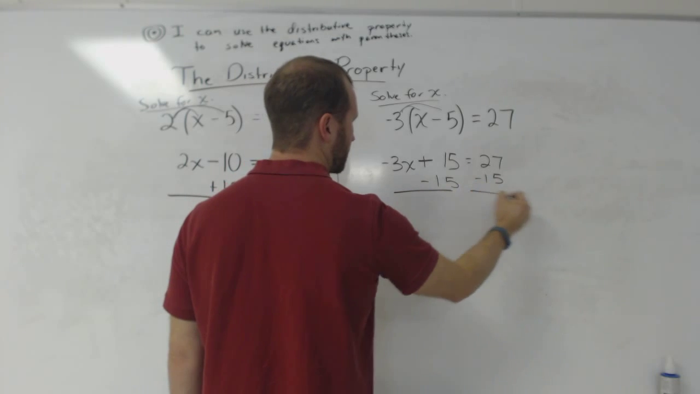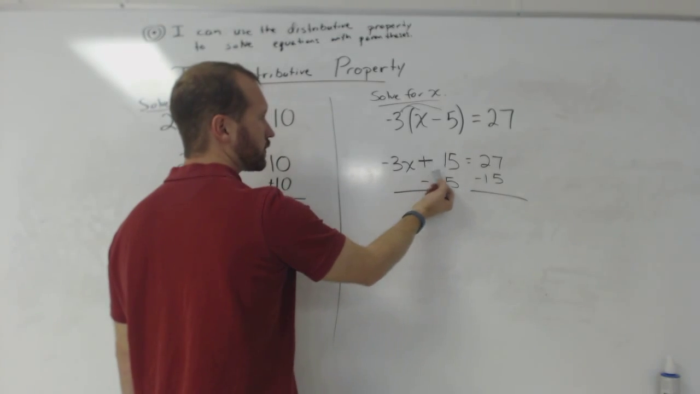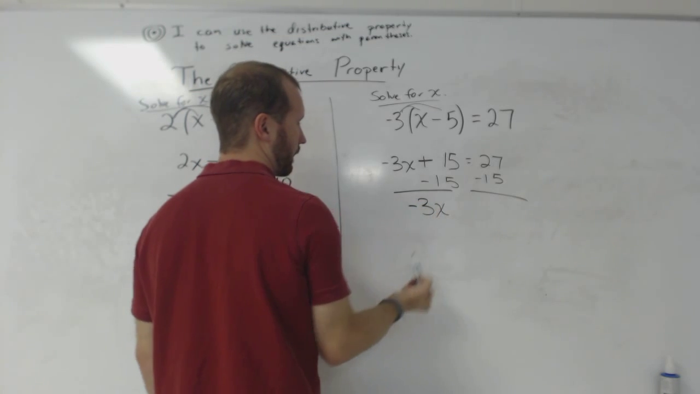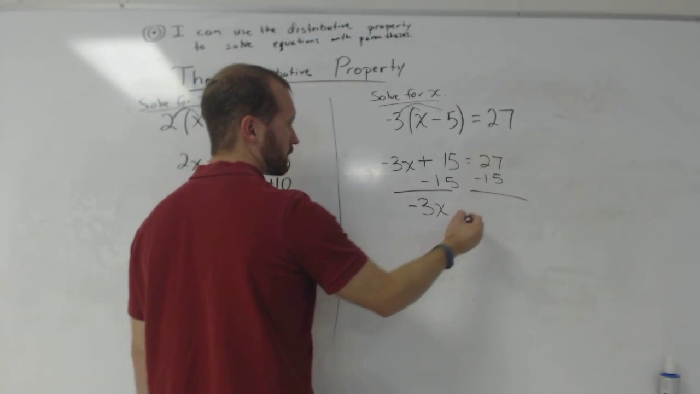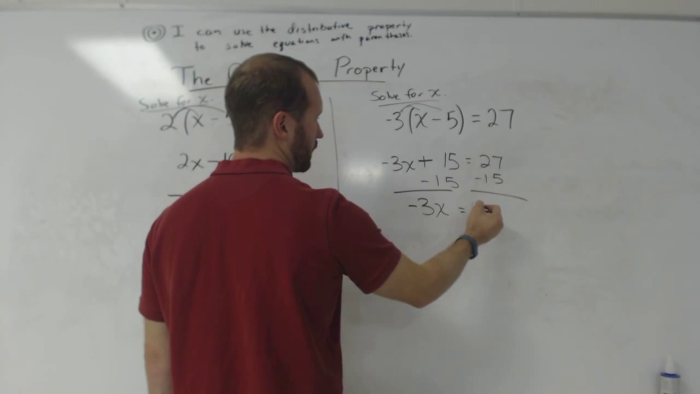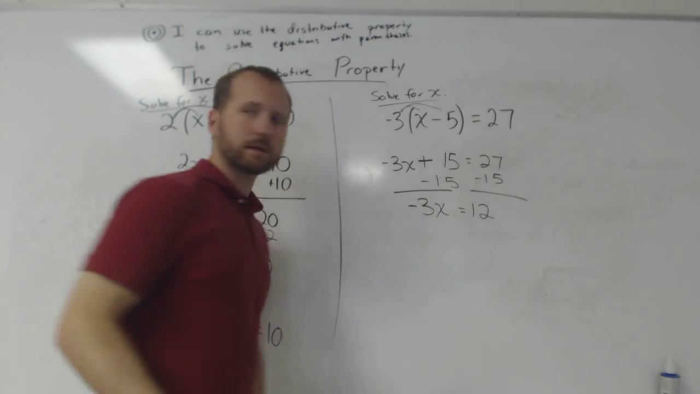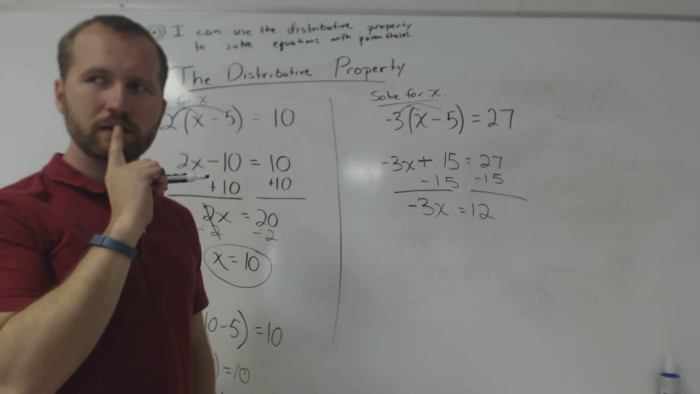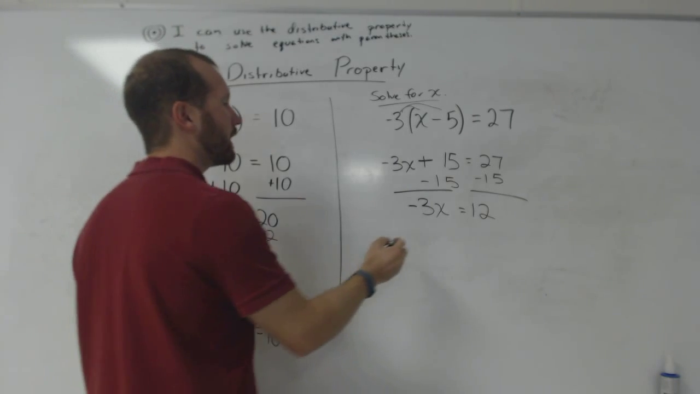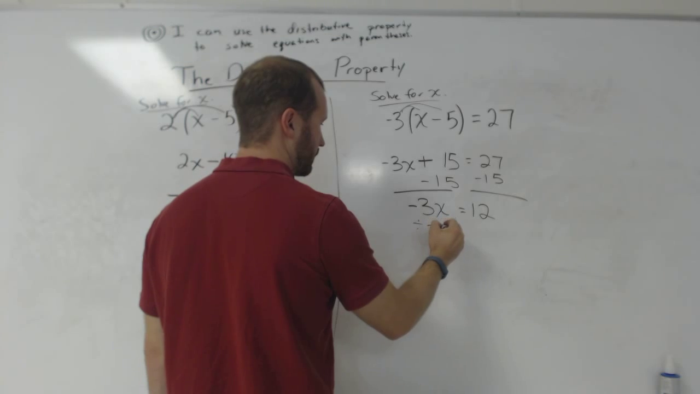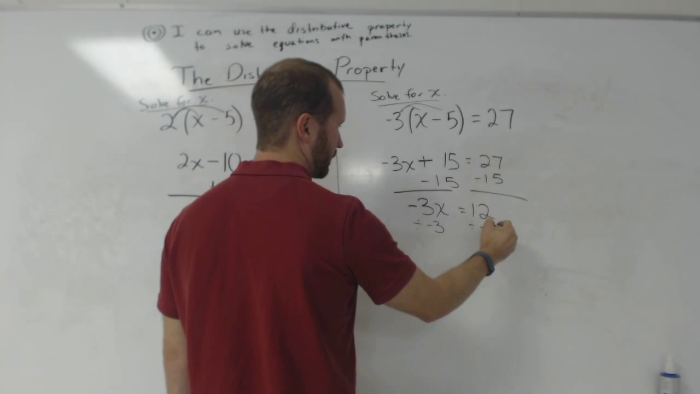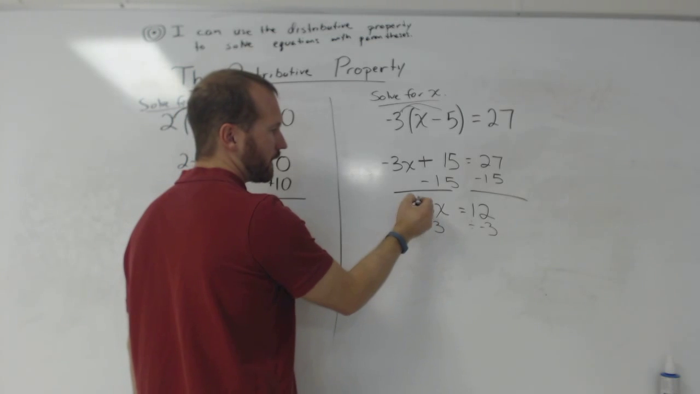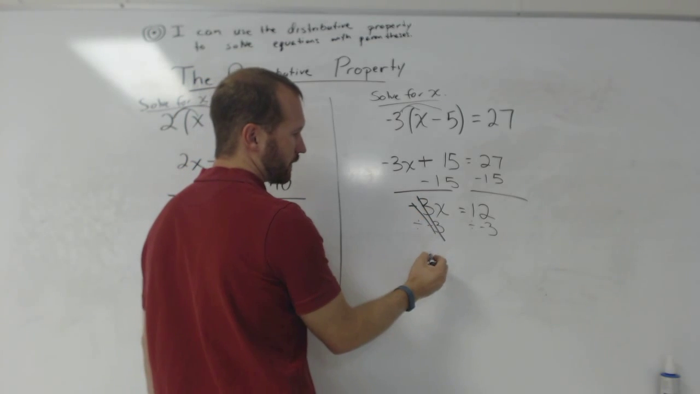You guys are doing great. So we have negative 3x plus 15 minus 15, which is negative 3x. And 27 minus 15 is 12. Okay, what's the last thing I have to do to get x? Divide by negative 3. I don't really get divided by a negative, so. Negative 3x divided by negative 3, those cross out, leaving me x.